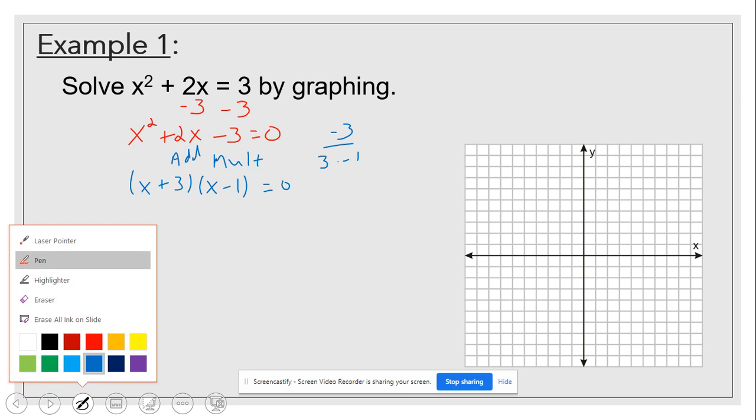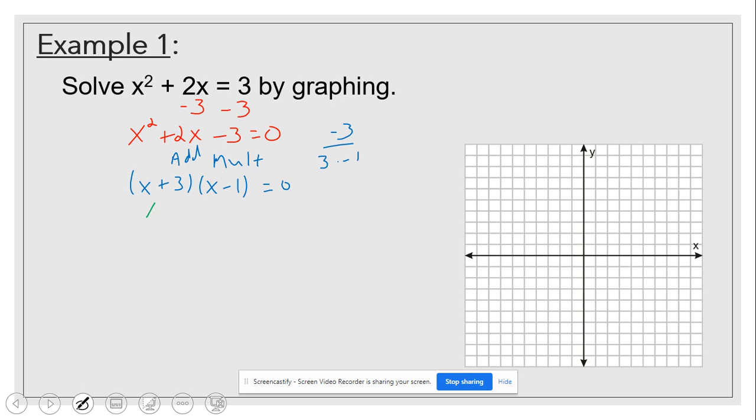Using our zero product property, we can solve for our x-intercepts here. So we're going to set this equal to 0. Subtract the 3, x is equal to negative 3. There's one solution. Add the 1, and x is equal to 1 is my other solution. Those are my x-intercepts, so if I plot those, they would be here and here.